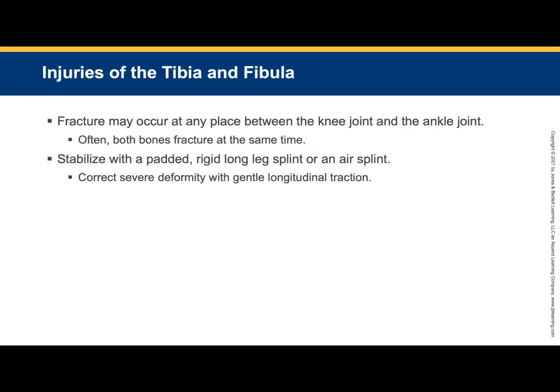Let's see here, injuries to the tibia. So fractures of the shaft of the tibia or fibula may occur at any place between the knee and the ankle joint. Often both bones fracture at the same time. Even a single fracture may result in a severe deformity with significant angulation or rotation. So remember, it's going to be angulated or rotated side to side. Open fractures of the tibia are relatively common, so you're going to see those.